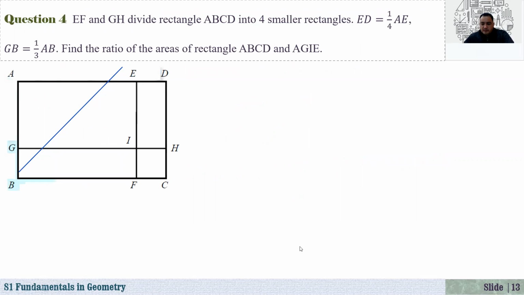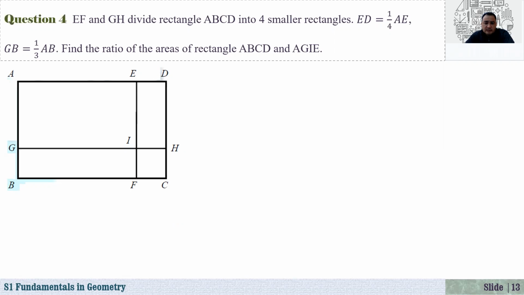All right, another example. Question 4. In this question, EF and GH divide rectangle ABCD into 4 smaller rectangles, as you see in the figure. ED is equal to 1/4 of AE. So ED, where is ED? ED is equal to 1/4 of AE.